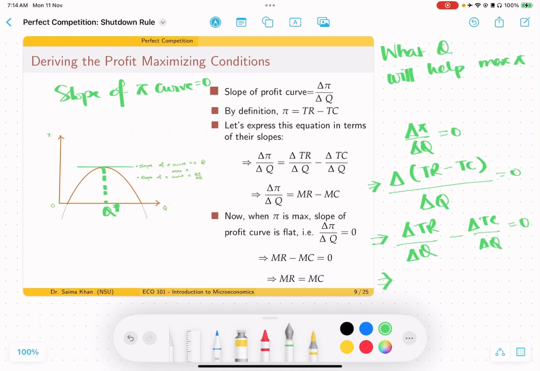So what is this concept here? Change in TR by change in Q. This is nothing but my marginal revenue, right? So let me write it down here, marginal revenue. And what is this concept? Change in TC by change in Q. This is nothing but my MC, right? So let me call it MC.